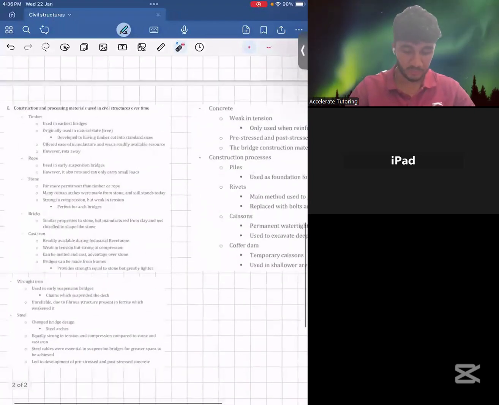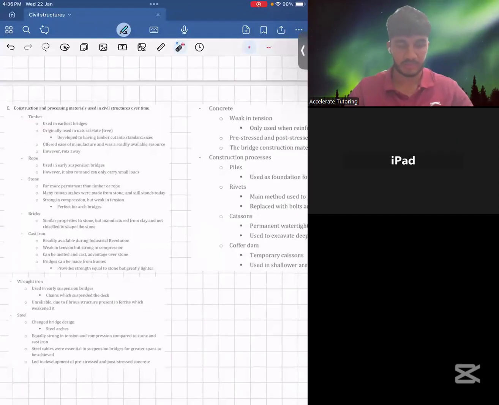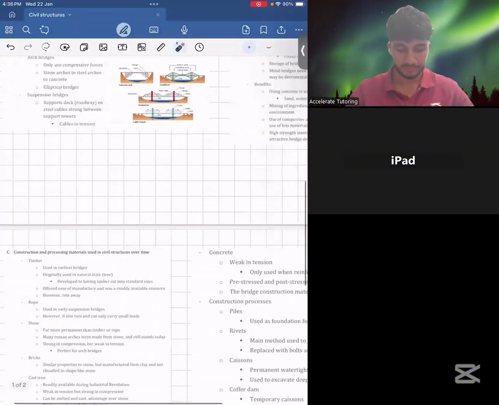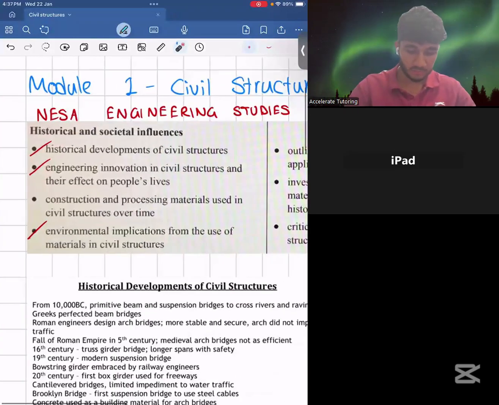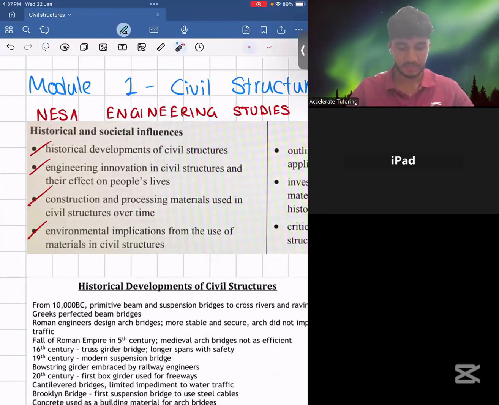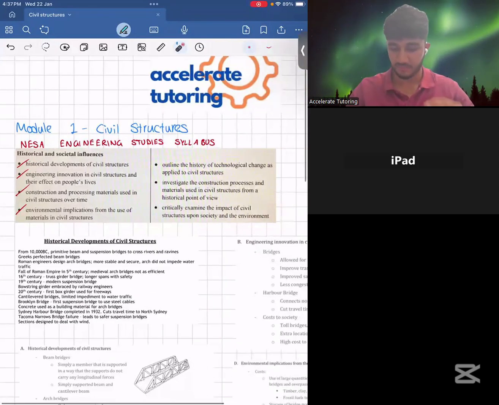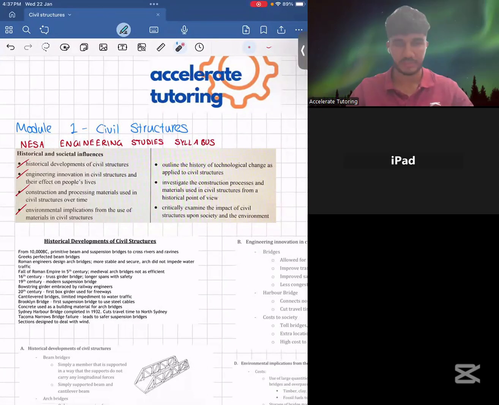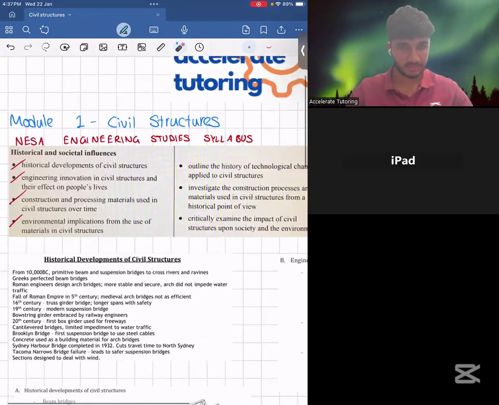As you can see, we've gone from timber and stone, which were the most readily available materials back in the day, to more advanced materials such as steel and concrete, which is used pretty much everywhere in the modern world. So that's all that we need to know for this first topic of historical and societal influences. And again, questions related to this topic are relatively easy to answer because they're usually 2 to 3 markers. And you can simply write in dot points and be as direct as you can in your answer.